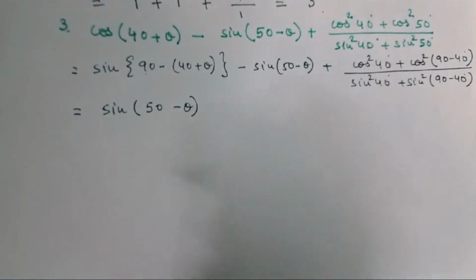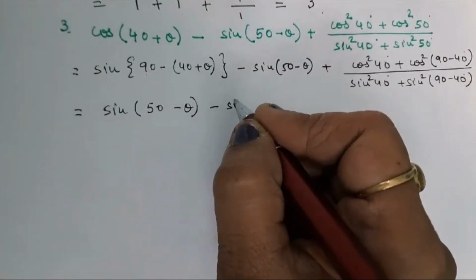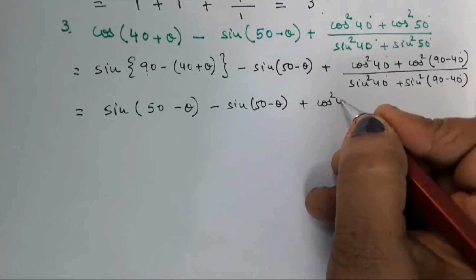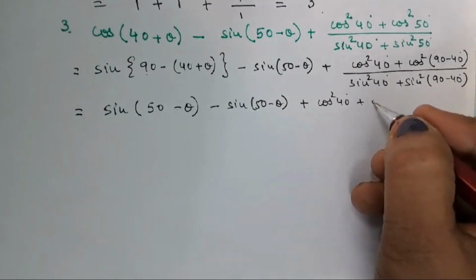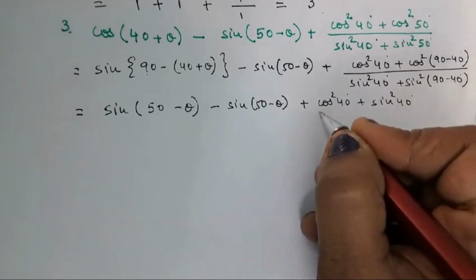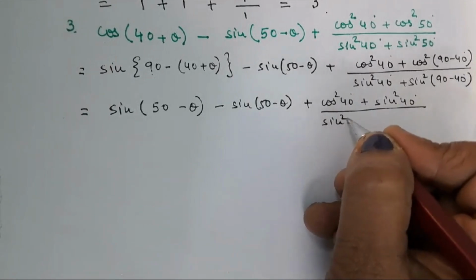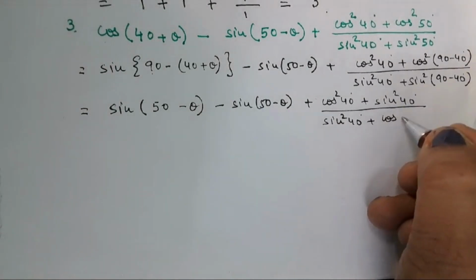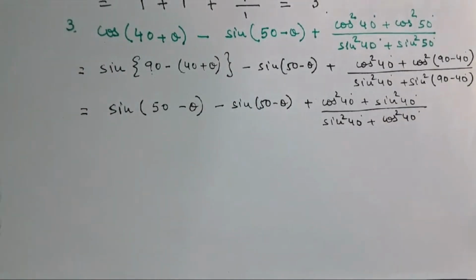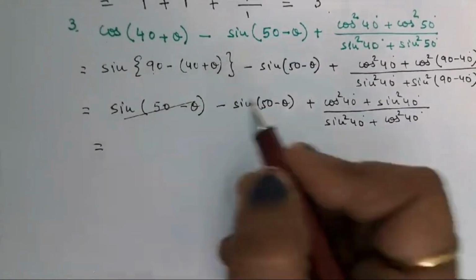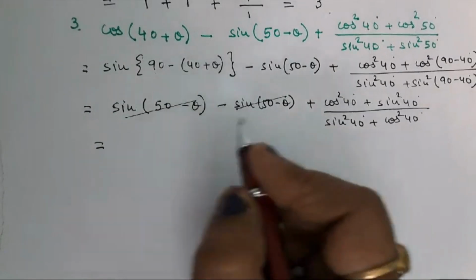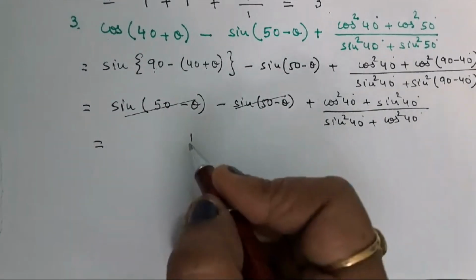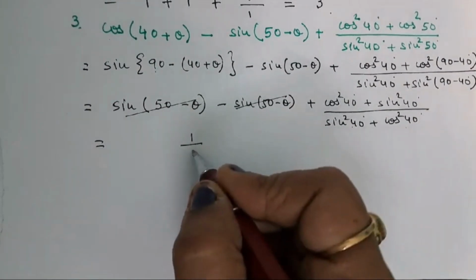So I am writing it as sin 50 minus theta minus sin 50 minus theta plus cos square 40 plus cos square 90 minus 40, which is sin square 40, whole by sin square 40 plus sin square 90 minus 40, which is cos square 40. Now sin 50 minus theta gets cancelled. So this part is 0, and here cos square 40 plus sin square 40 is 1, by sin square 40 plus cos square 40, which is again 1.